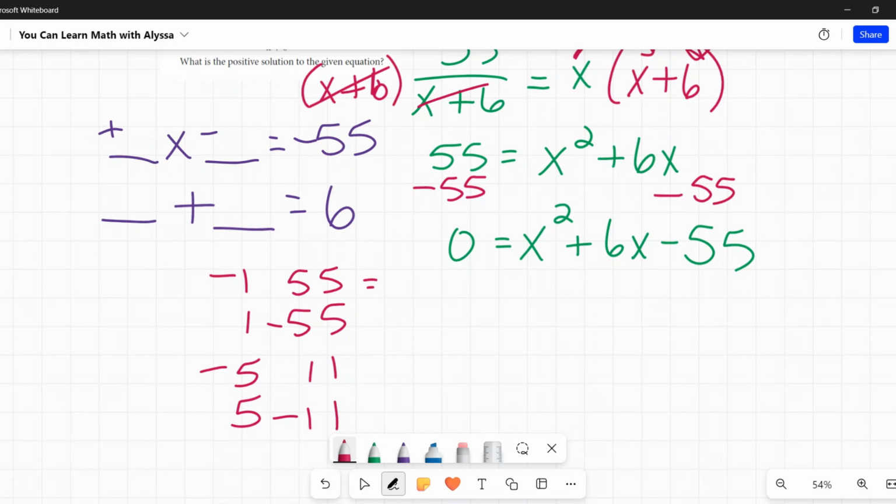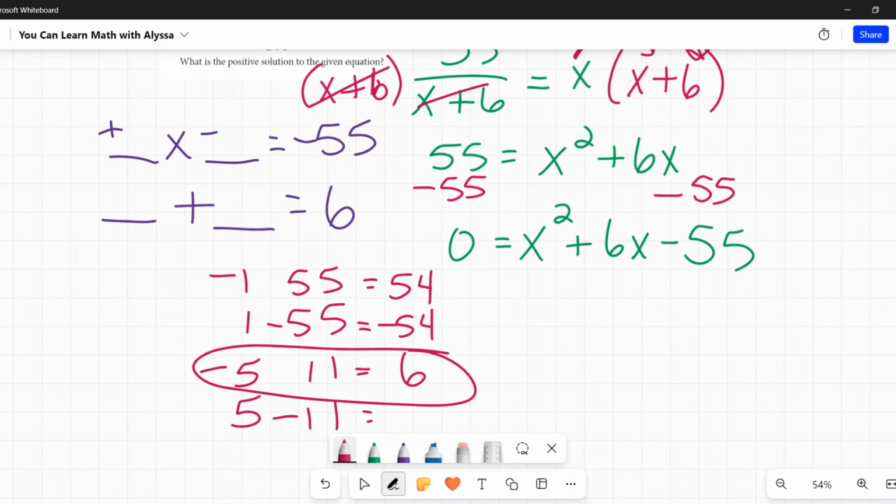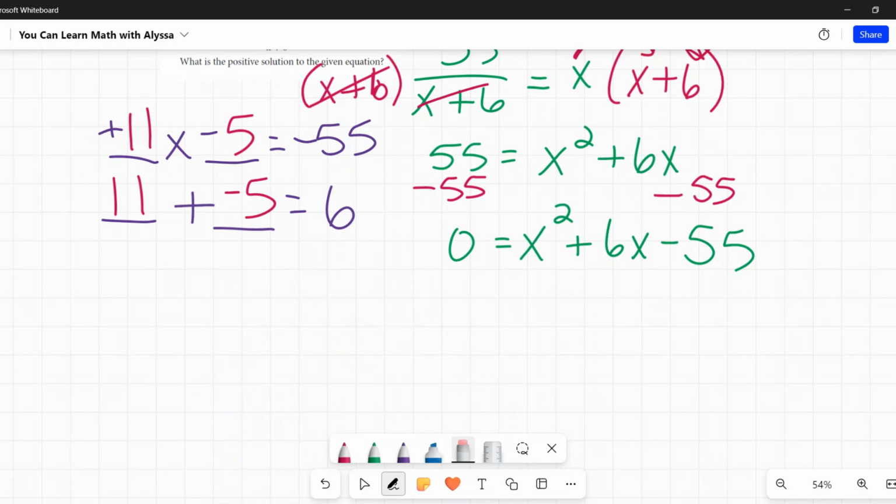Now I'm going to add each of these together. Negative 1 plus 55 is 54. That's not it. I want something that adds to 6. 1 plus a negative 55 is negative 54. Again, that's out. Negative 5 plus 11 is 6. Hey, I've got it. So 11 times a negative 5. 11 plus a negative 5. That works. Right, so now I can write my factoring. It is x plus 11 times x minus 5.